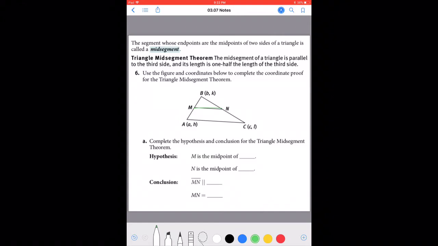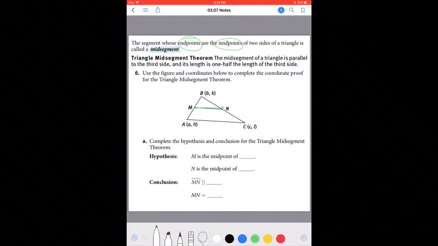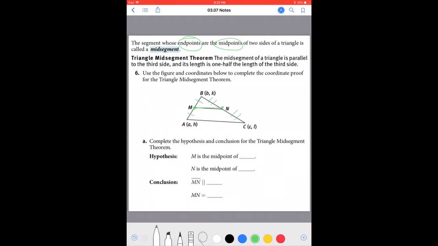We didn't read that part at the top. A midsegment is the segment whose endpoints are the midpoints of the two sides. So that means M and N are both the midpoints, so if we wanted to show that, we can put those tick marks on our triangle, just to show that those pieces are congruent, and thus M and N are both the midpoints. Alright, so now that we have our diagram marked up, we know which one is the midsegment, that's MN.